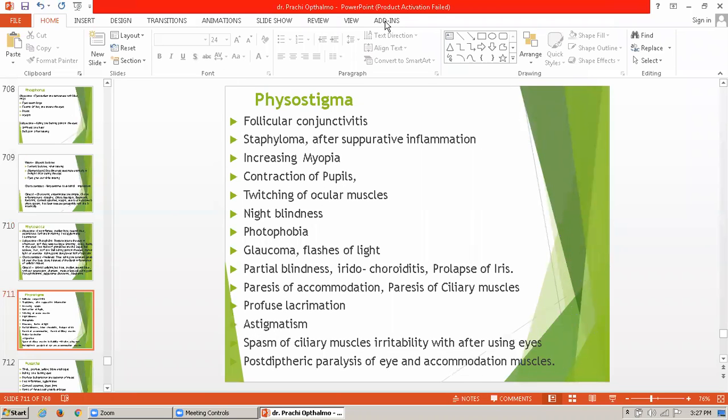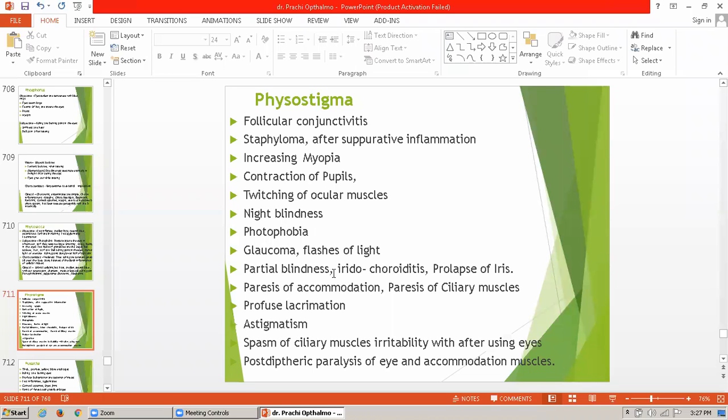The next remedy is physostigma. Follicular conjunctivitis, then staphyloma after suppurative inflammation with increasing myopia, contraction of the pupils, and twitching of the ocular muscles, night blindness, photophobia, glaucoma, flashes of light.